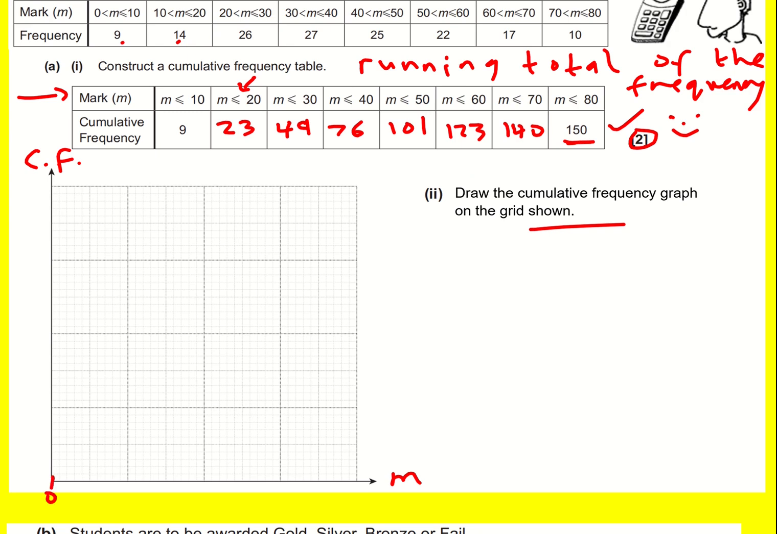This is 0, and it's going up to 80. So I need to think about how I can fit 80 on. A good idea is maybe to try 10 or something like that. 5 is not going to fit, and 20 is going to use too much space. So let's see, 10, 20, 30, 40, and I can see that's halfway through. It's going to work, so I can now label this.